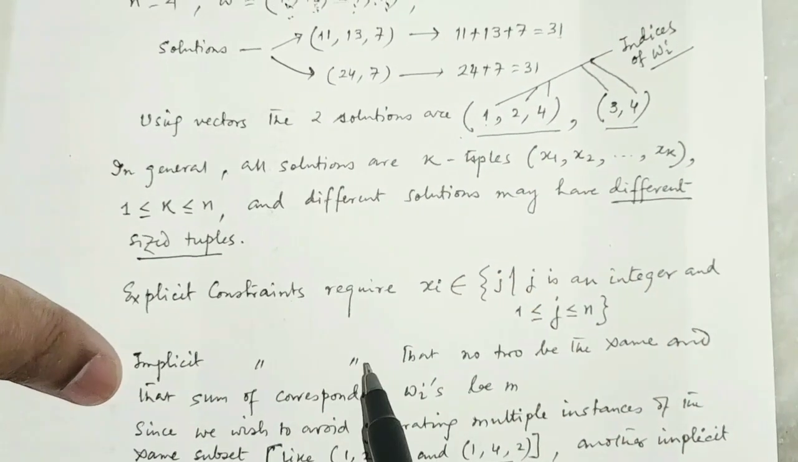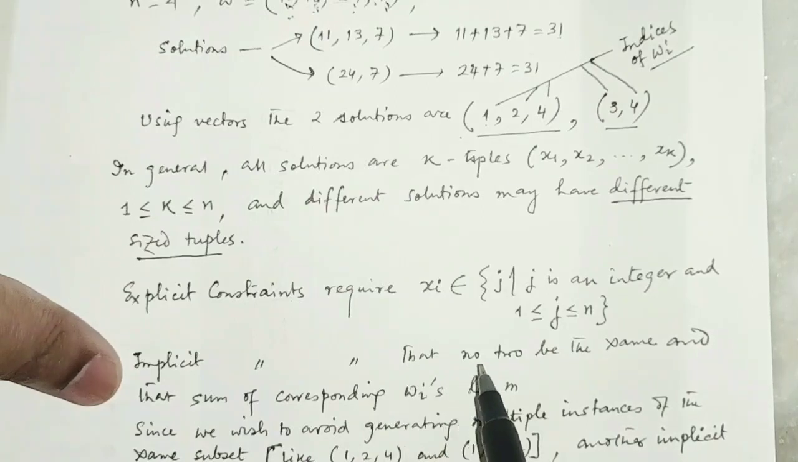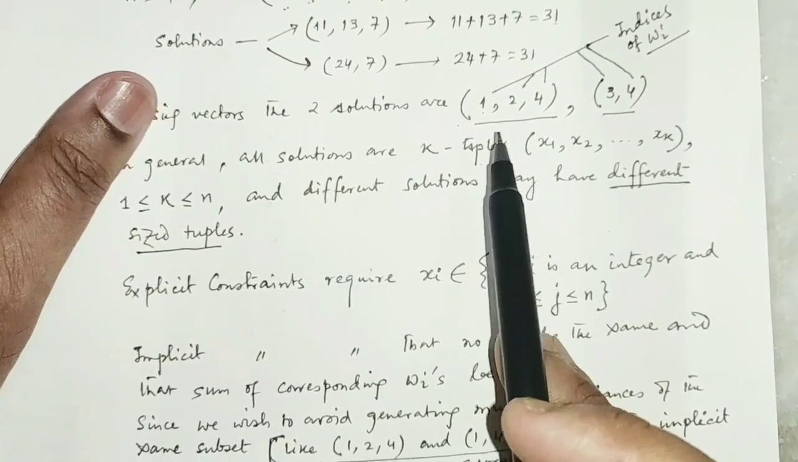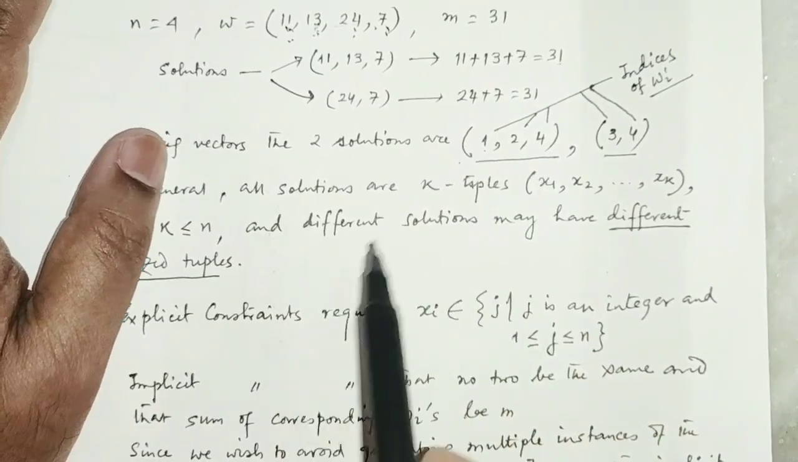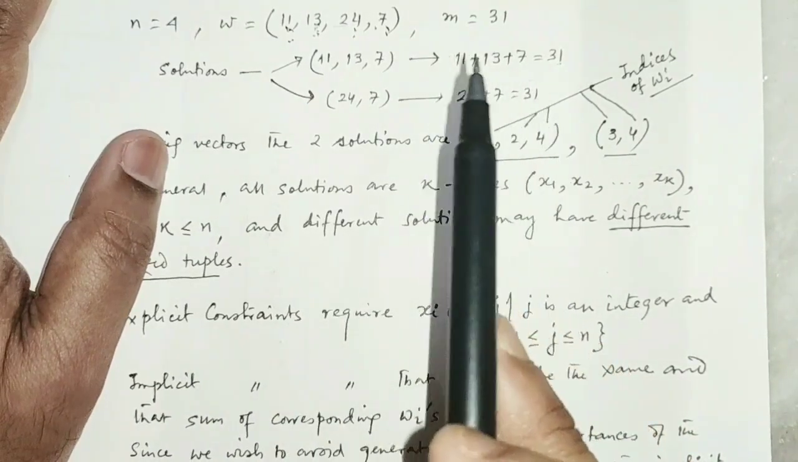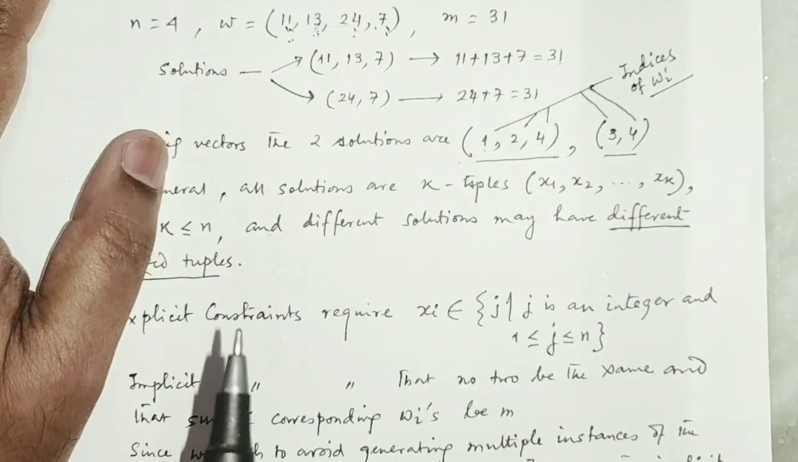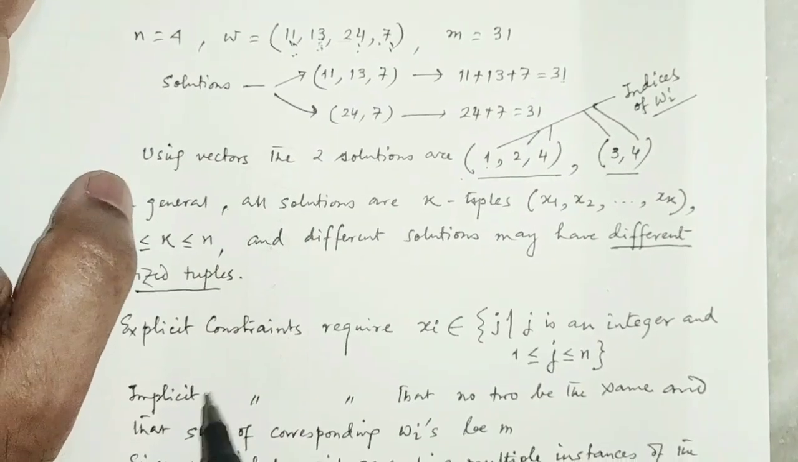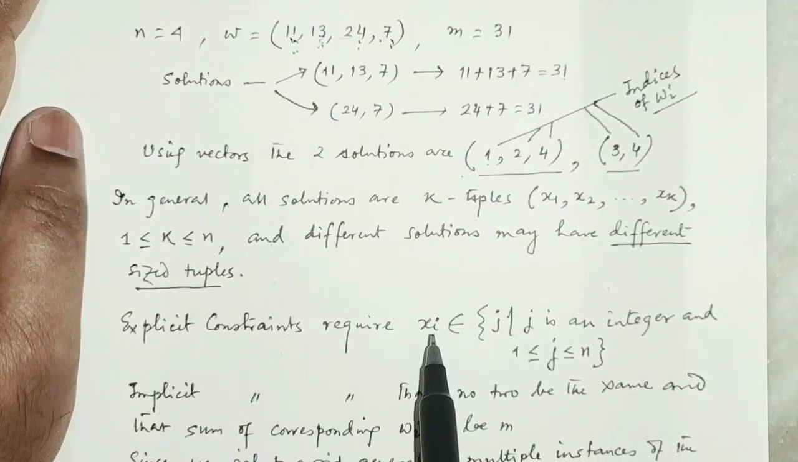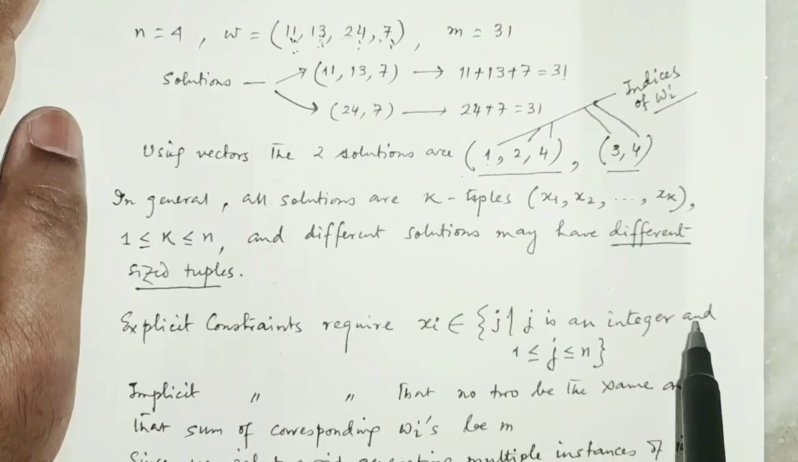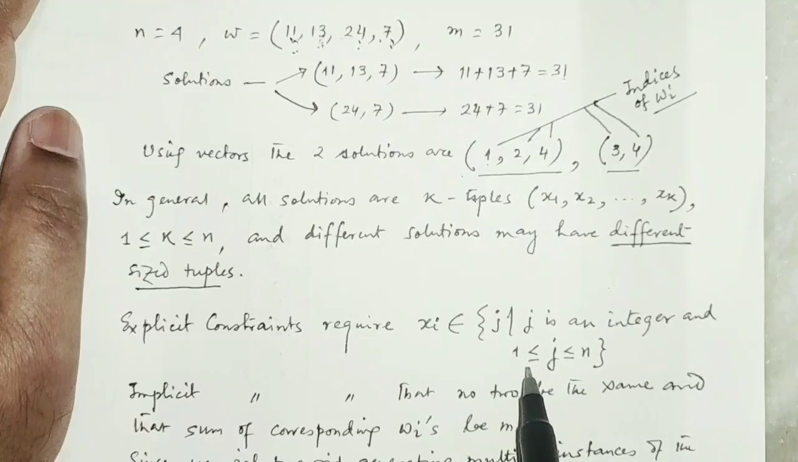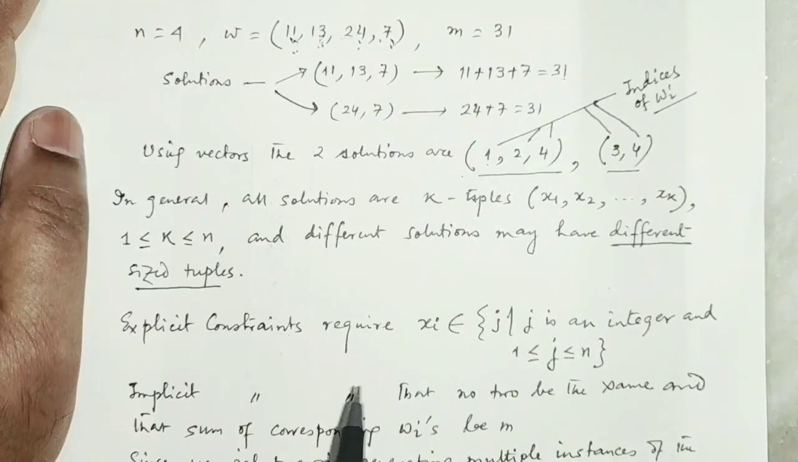So what would be the implicit constraints? Implicit constraints are that no two be the same and the sum of the corresponding wi's be m. That means here 1, 2 and 4 are the indices. These three items satisfy the criteria, whereas 1, 2, 3 and 4, these four are the item indices. So explicit constraints require xi belongs to j, where j is an integer and j lies from 1 to n. Here n is 4. So the probable values of j will be 1, 2, 3 and 4.